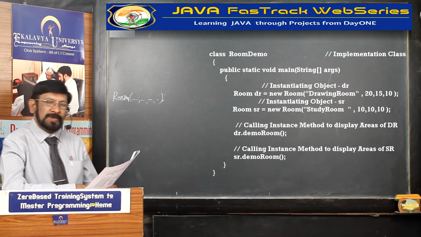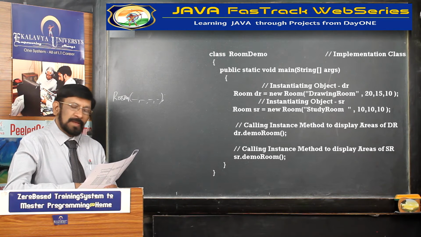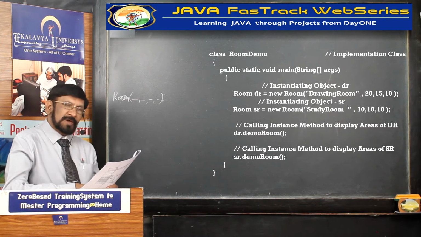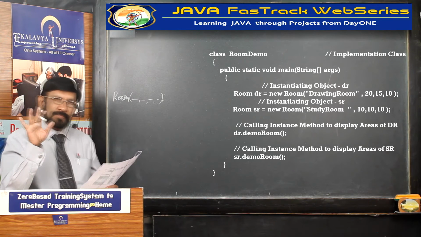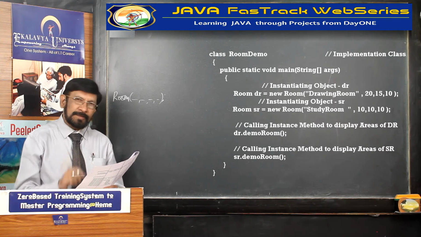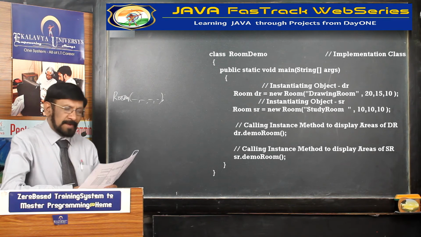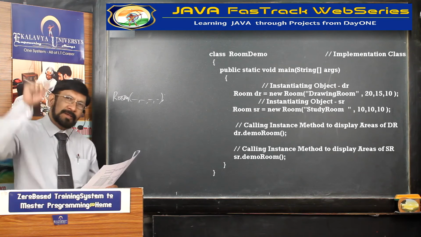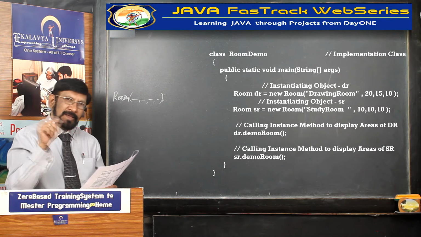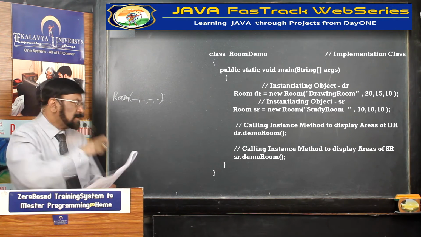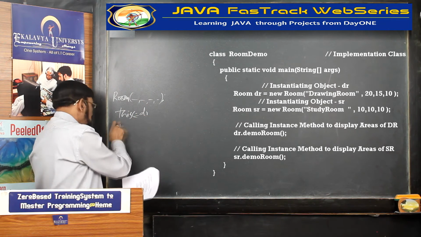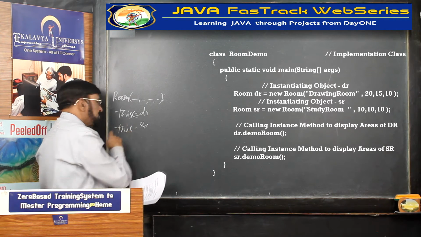Thereafter, one more object we are creating. What is that object? Study room. Same thing, sr represents the study room. For this also, four argument values we are passing. What is that? Study room, 10, 10, 10: length 10, breadth 10, height 10. That we are passing, and in turn they go to the constructor. Now when the first constructor is called, this represents dr, as you have seen. Now this represents sr. That is the way.